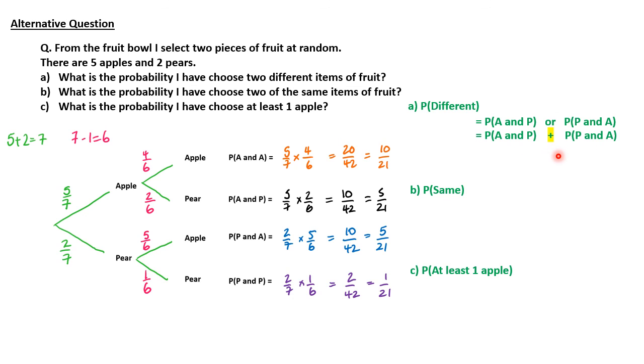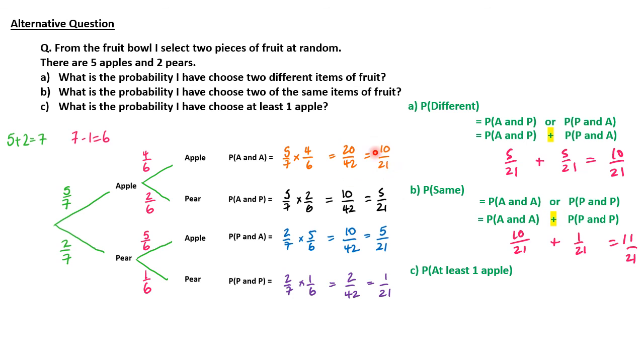Because it's the OR rule, we know that that means we actually need to add these 2 things together. So apple and pear is the black 5 out of 21 plus the blue 5 out of 21, giving us 10 out of 21. Probability that they're the same then for part B is apple and apple or pear and pear. So I know I need to add apple and apple is 10 out of 21 in the orange, pear and pear 1 out of 21 in the purple. So we get 11 out of 21.